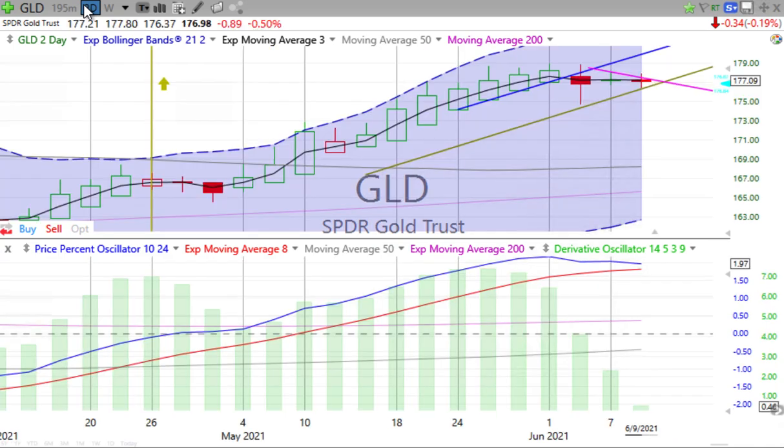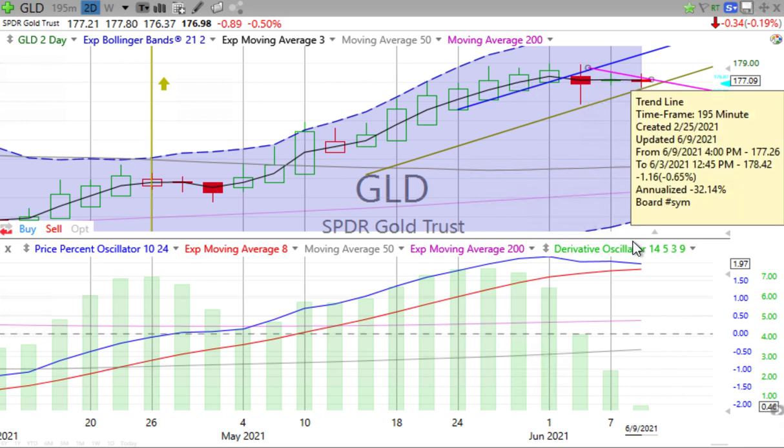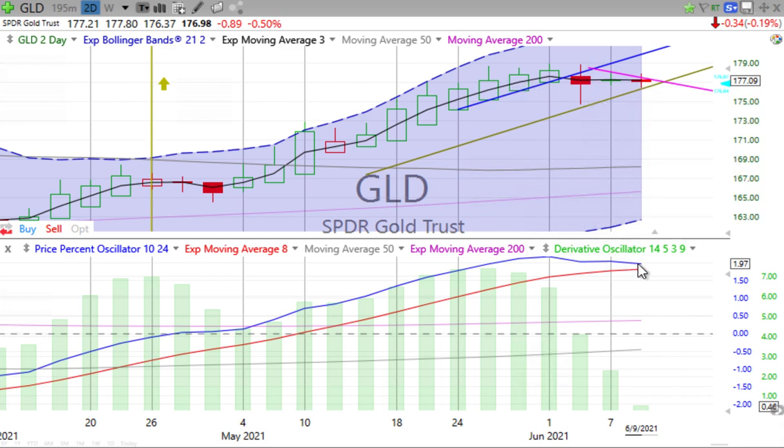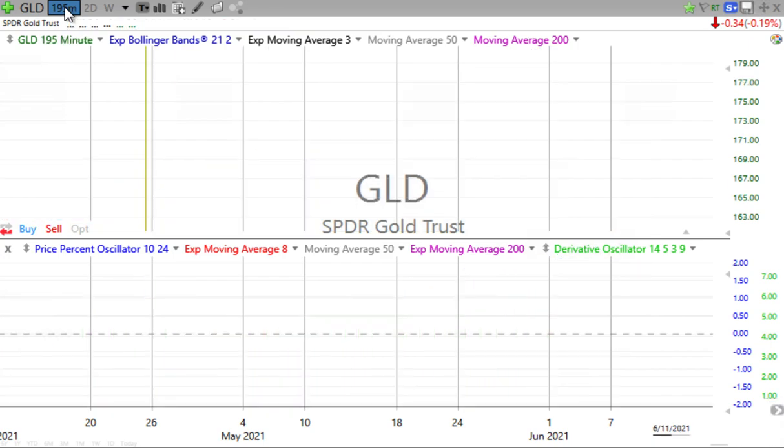We go to the 2-day on gold, and again what we're really seeing is where gold had peaked and then sort of this sideways slide. And on the 2-day, still positive. That price percent oscillator is heading down. Derivative oscillators lost a lot of momentum.